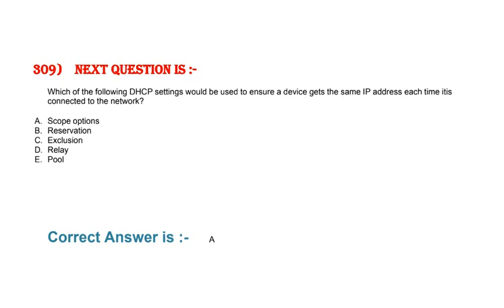Question is, which of the following DHCP settings would be used to ensure a device gets the same IP address each time it is connected to the network? Option A, scope options. Option B, reservation. Option C, exclusion. Option D, relay. Option E, pool. Correct answer is option A.